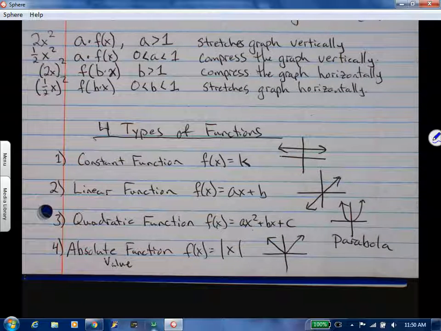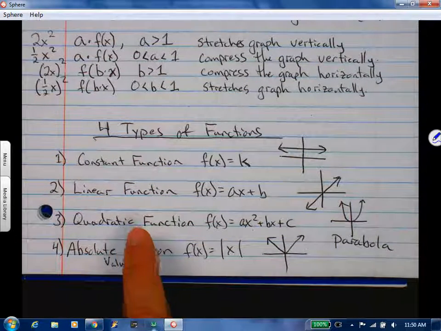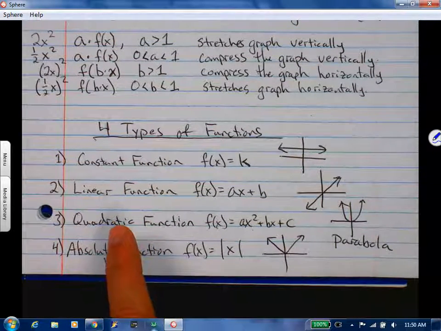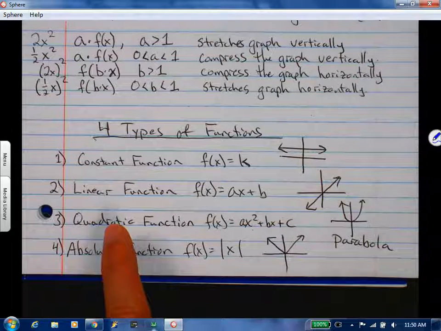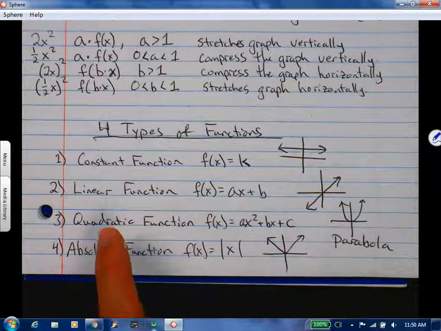So a lot of this lesson is going to be comparing a basic type of function to some sort of translation, rotation, or reflection, or dilation. Okay, so they're going to give you a function, and they're going to ask you, how is this different from the basic function? And we're going to graph them.